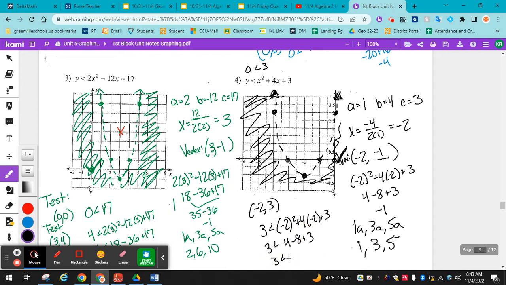3 is less than negative 1. Is 3 less than negative 1? No. So we are not shading inside my parabola. All of these points are not my answers. All of the points outside of my parabola are my answers.